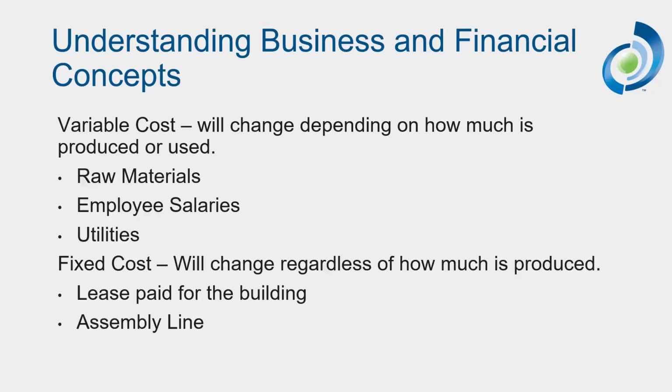So some examples here of a variable cost: raw materials, employee salaries, and utilities. Fixed costs will not change regardless of how much is produced. This is like the lease paid for the building and your assembly line.